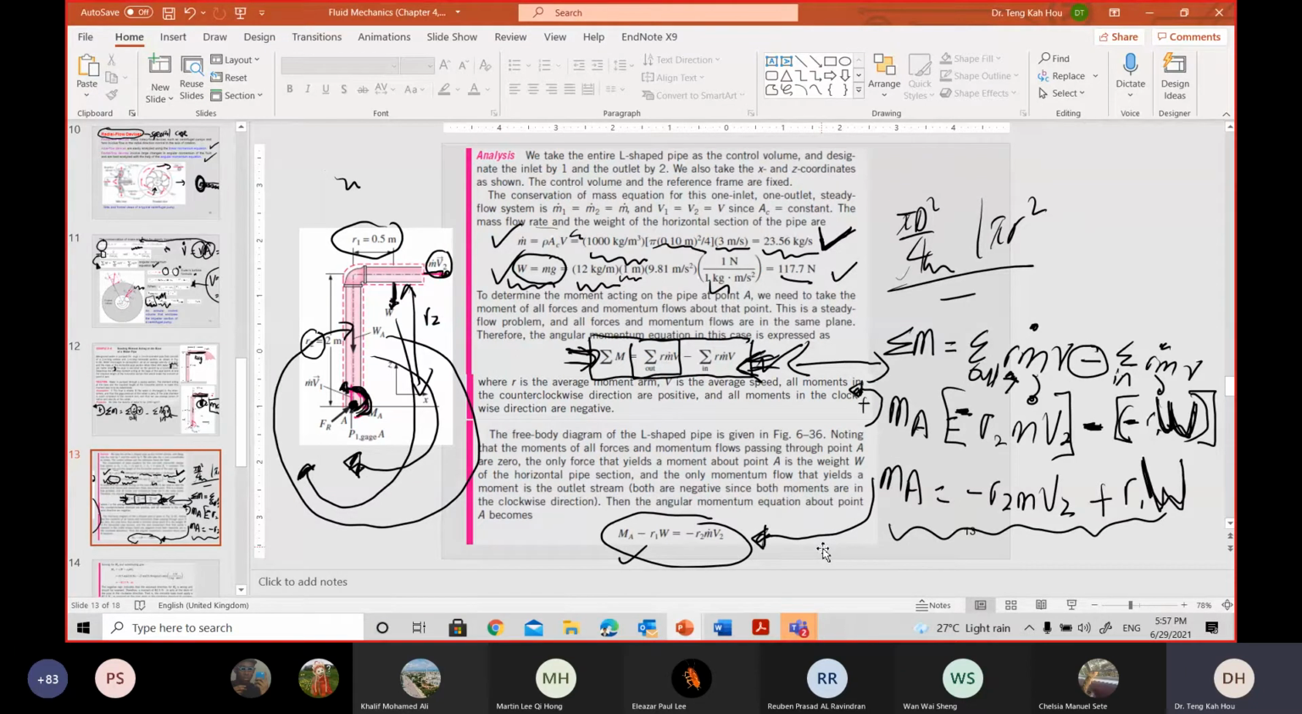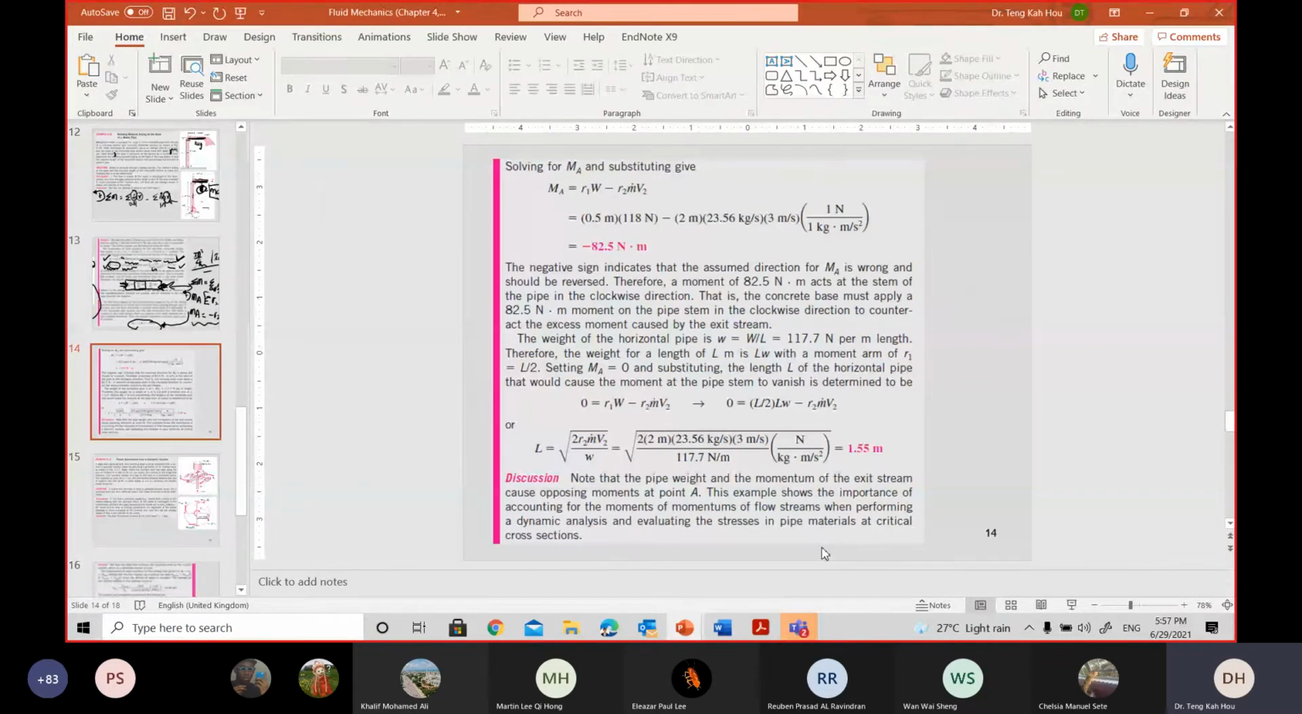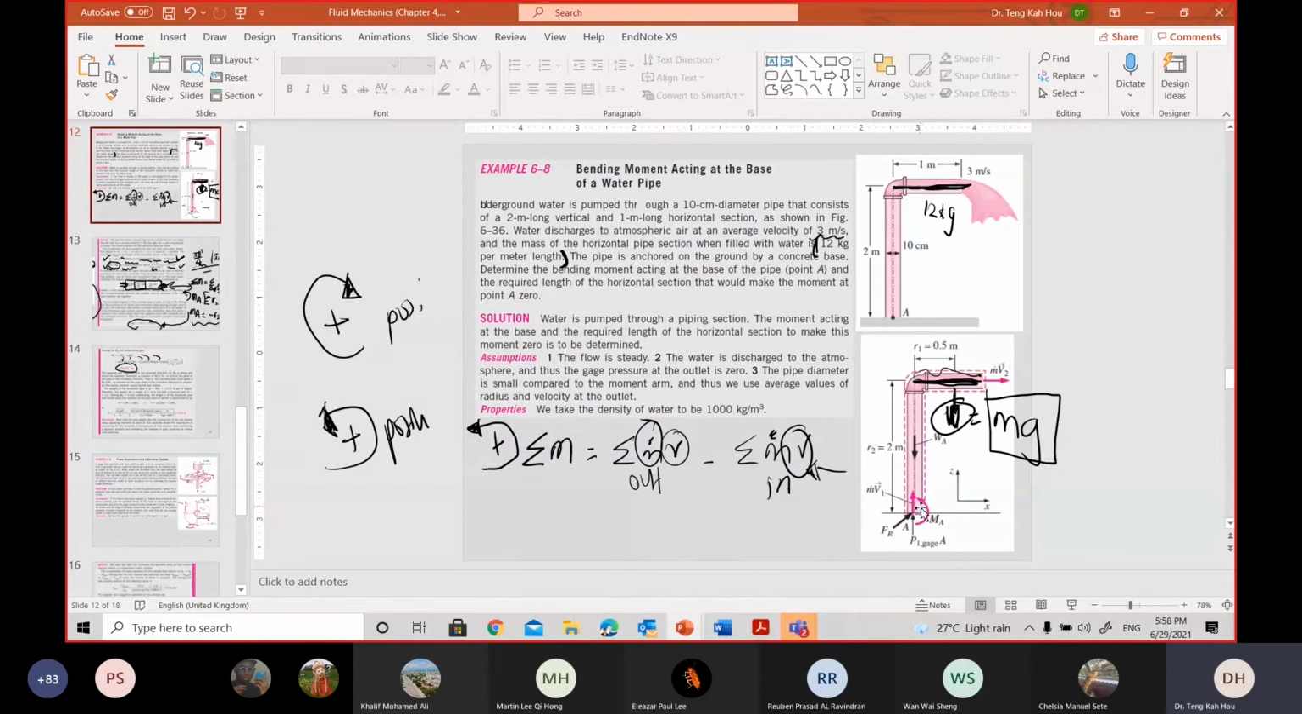So once you reach these formulas, it's just substitution. Substitute the values accordingly, and you get the value of the moment of negative 82.5. So what does this negative mean? As I said, in moments, don't get surprised. If it's negative, it means this assumption is wrong. It's not going to turn in this way supposedly, but the moment is going to turn in this way. That's why it's a negative value. I think it totally makes sense, am I right?